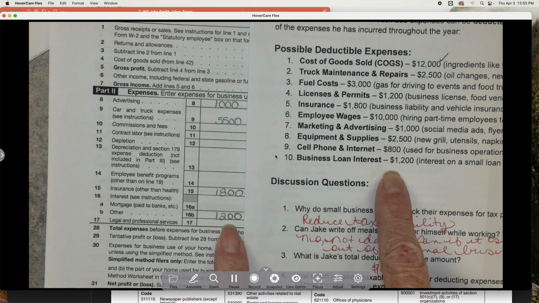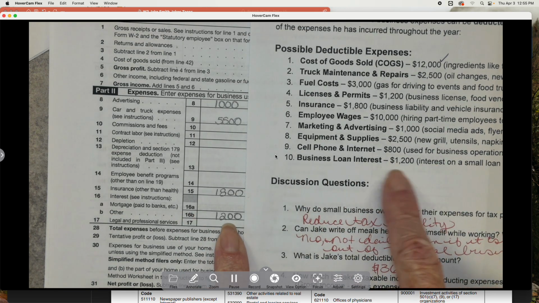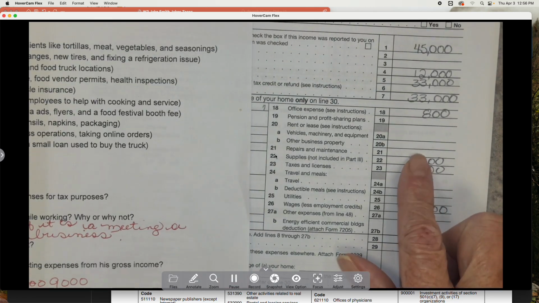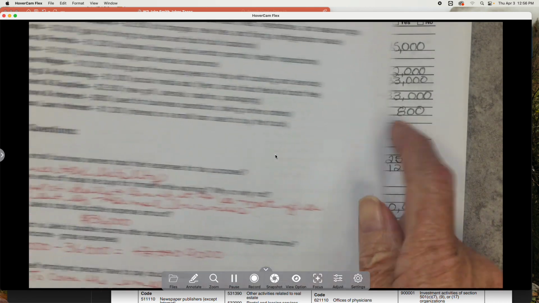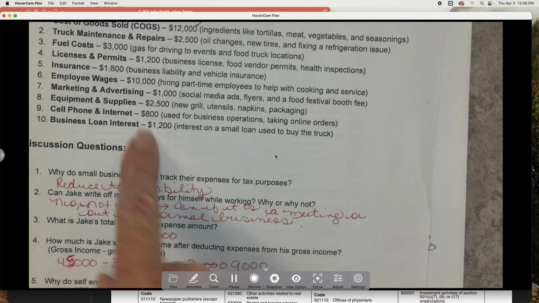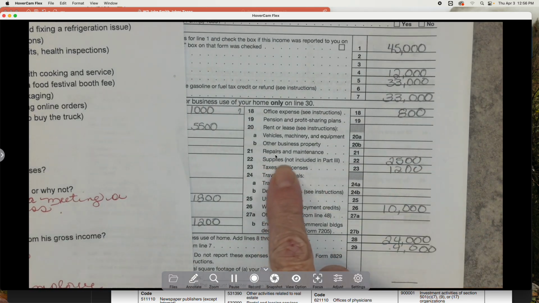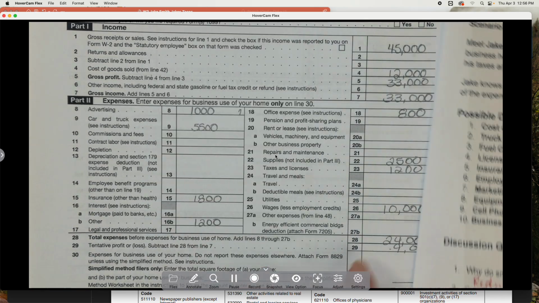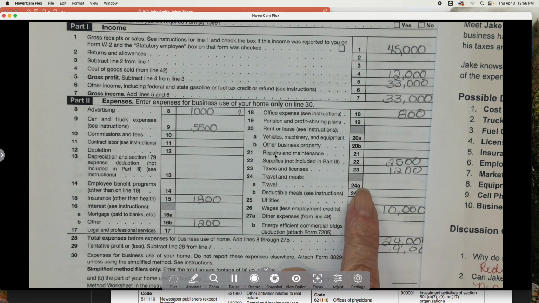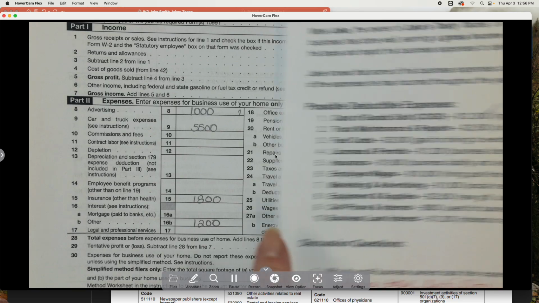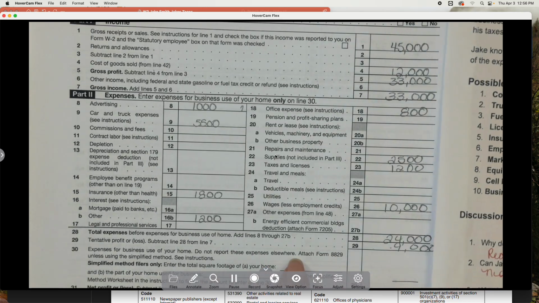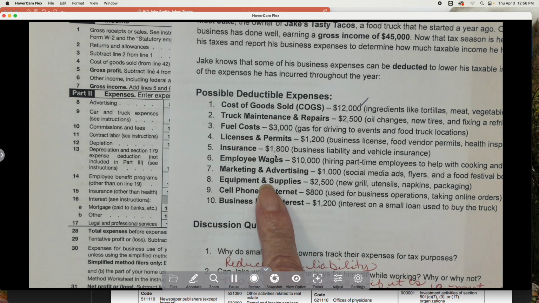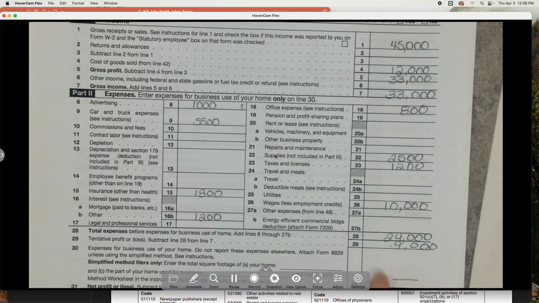Interest. This is other interest. This business loan interest. So we are going to put that on line 16B over here. We have office expenses. So we incurred our cell phone and internet as part of that. Supplies, we have supplies right here, so we incorporated that into that amount. Taxes and licenses, we had license and permit of $1,200. And then wages, we're just going to say that we incorporated our wages out here of $10,000.